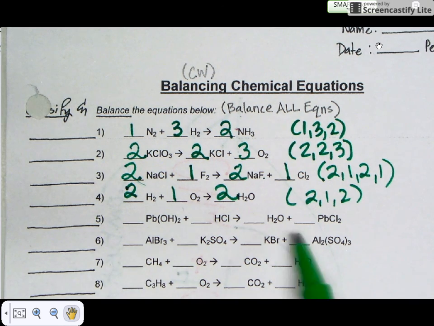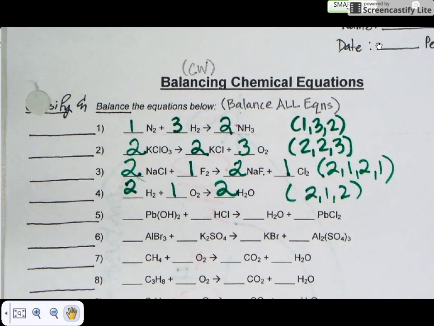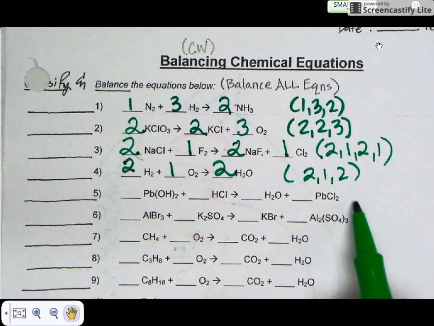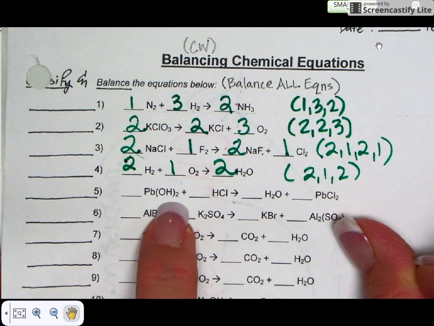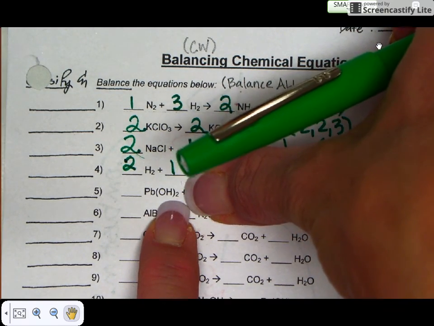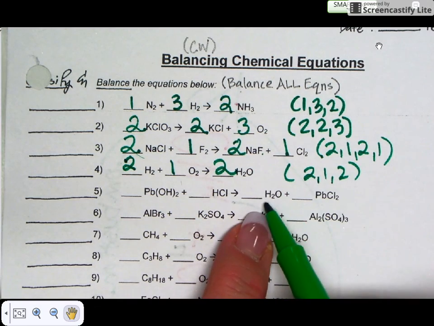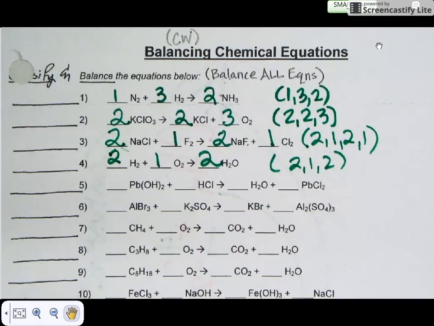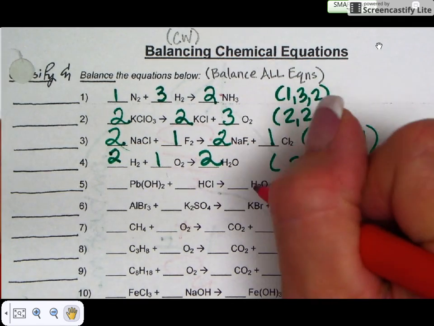Now on number 5, I do want to show you something that's a really good strategy to use here. And this strategy is helpful when you look at your equation and you see on one side of the reaction a compound that has hydroxide ion in it. Notice here the lead II hydroxide. And on the other side you have a water. So when you see hydroxide on one side and water on the other, this is a little trick that I always do that makes it easier to balance.